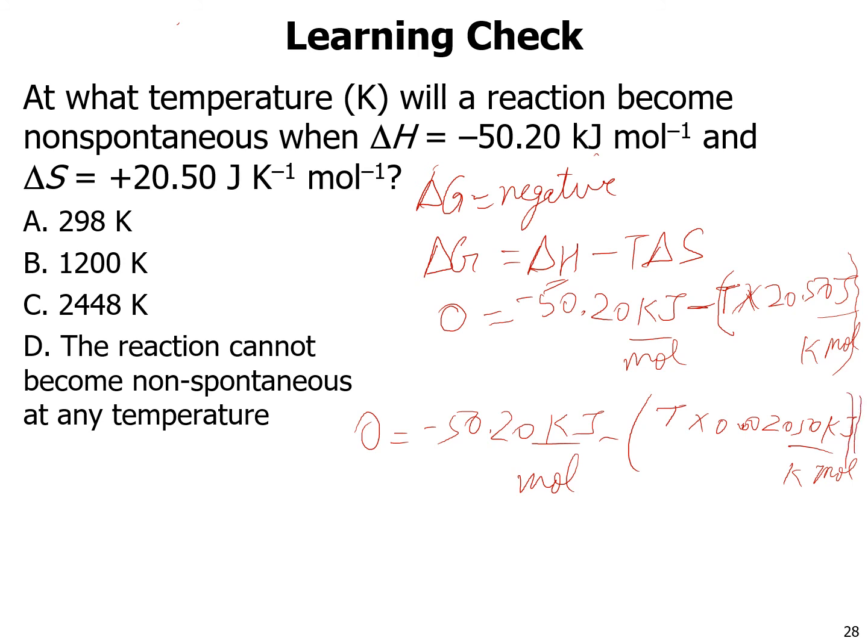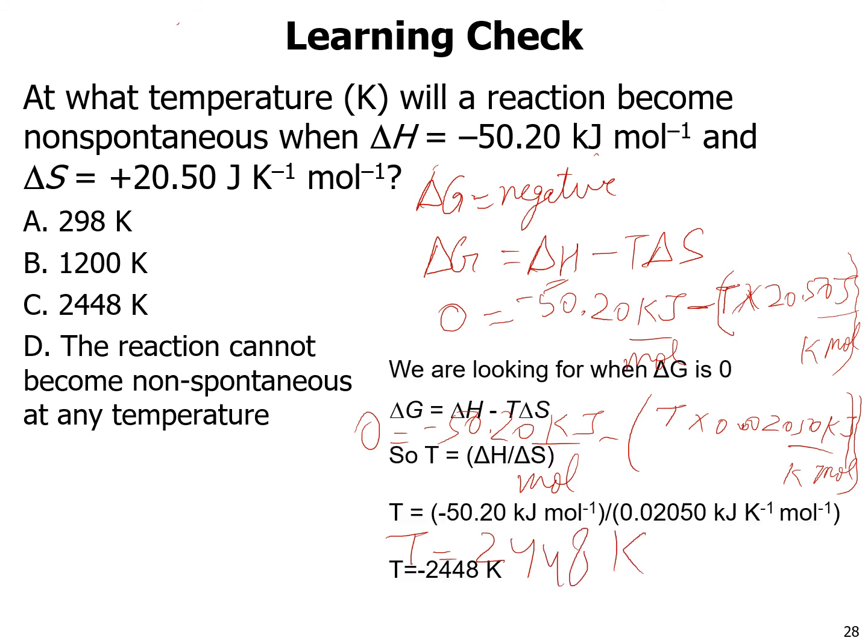And now if I solve for temperature, you will get a value. How will you solve for temperature? You will add 50.20 to both sides, correct? And then you will divide both sides by 0.02050, and that would give you a temperature of 2448 Kelvin. So our answer is going to be C.